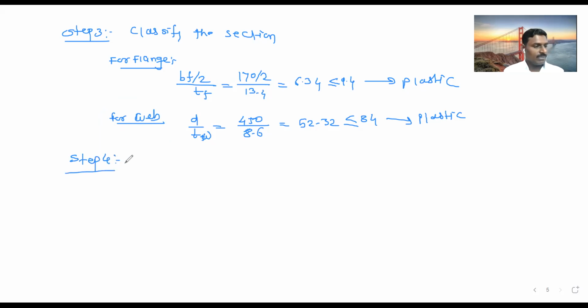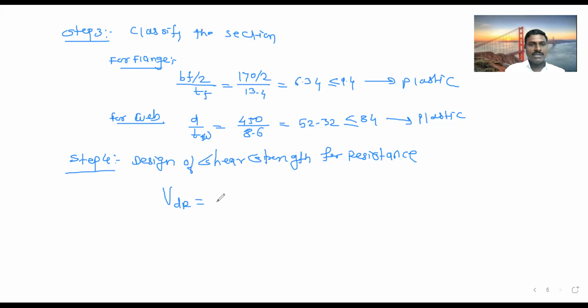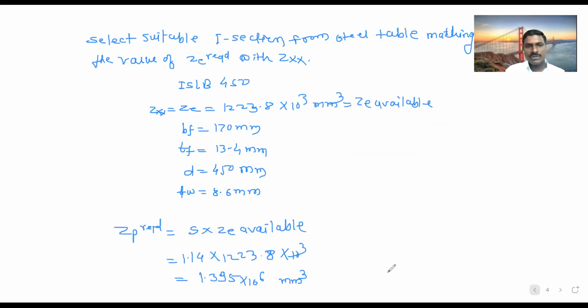Now we have to move towards step number 4. Step number 4 is the design of shear strength. Design of shear strength for resistance, that is nothing but VDR. So VDR is equal to Fy into AW divided by root 3 gamma m0. What is AW? AW is equal to TW into H. So what is H? Is it H or D here? Please see, I am writing here. H and D is nothing but the depth of section. So this value will be H.